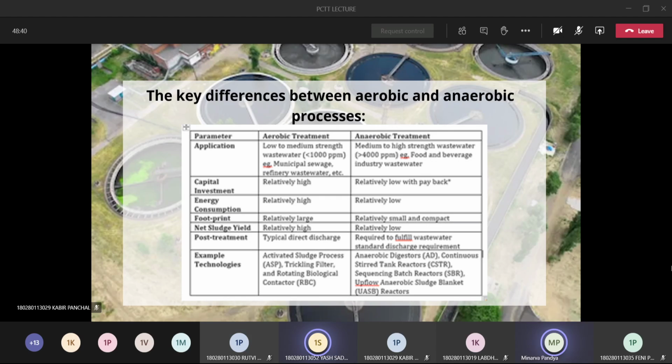and for anaerobic treatment, it is required to fulfill the wastewater standard discharge requirement. Some examples of aerobic treatment are activated sludge process, trickling filter, and rotating biological contactor. And for anaerobic, they are anaerobic digesters, continuous stirred tank reactors, sequencing batch reactors, and anaerobic sludge blanket reactors. Next, factors affecting sludge digestion will be explained by Zenith.